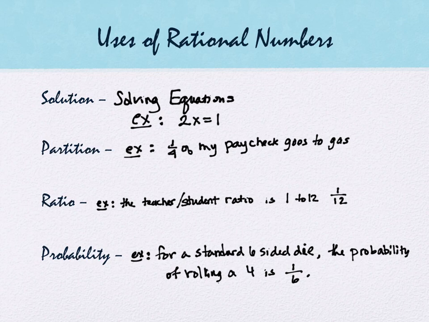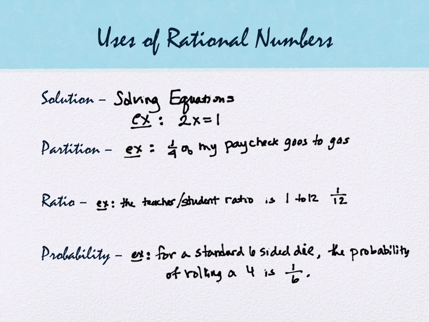Ratio. You've all heard of teacher-student ratios, right? That's an example of one. So a ratio talks about a comparison where you're comparing two things, teachers and students in this scenario. So if a teacher-student ratio is 1 to 12, for example, you might write it as 1 over 12. That is a way to write a ratio.